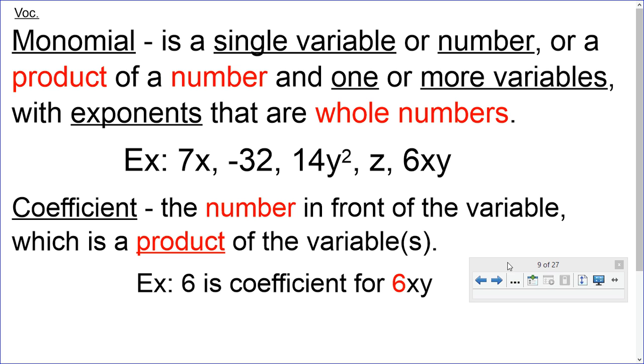that are whole numbers, such as 7x, negative 32, 14y squared, z, 6xy. The coefficient is the number in front of the variable, which is a product of the variables. For example, 6 is the coefficient for 6xy. So the 6 is going to be multiplied by the x and the y terms.